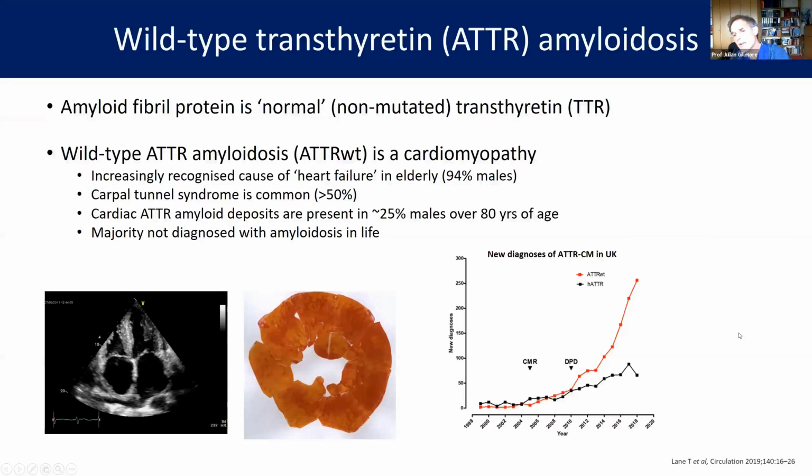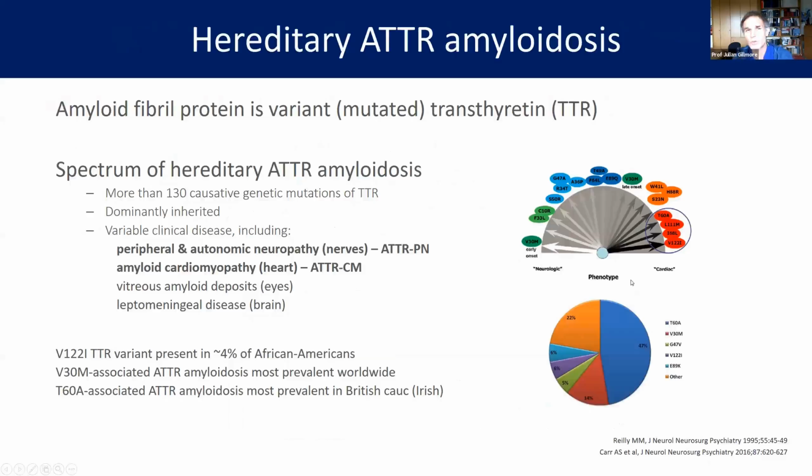This panel on the right just shows you that the number of diagnoses, particularly of wild type ATTR amyloidosis, the non-hereditary version, which is predominantly a cardiac disease, have dramatically increased in recent years. In the year 2000, we had one patient who visited the center who was diagnosed with wild type ATTR amyloidosis. And as you can see, this has increased dramatically over recent years, and I'll touch on why that might be. Mary's talked about this in a lot of detail. I won't go over everything.